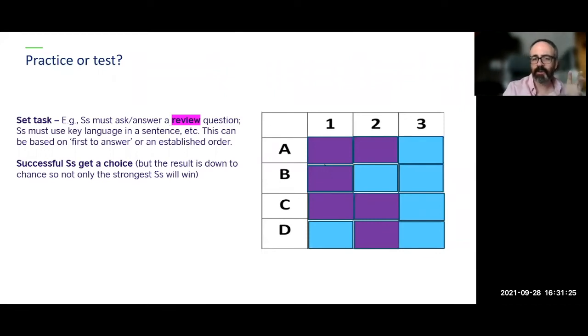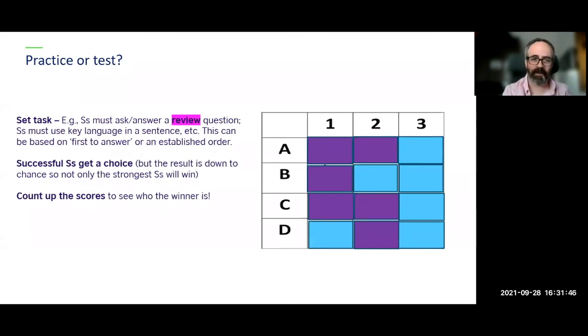And this choice could be a win, it could be a loss, and they don't know until they make the choice. So even if they answer the question correctly, they may not win the game. And this makes it engaging for the whole class. Everyone wants to know what's behind the square. At the end, we count up who the winner is based on the points.